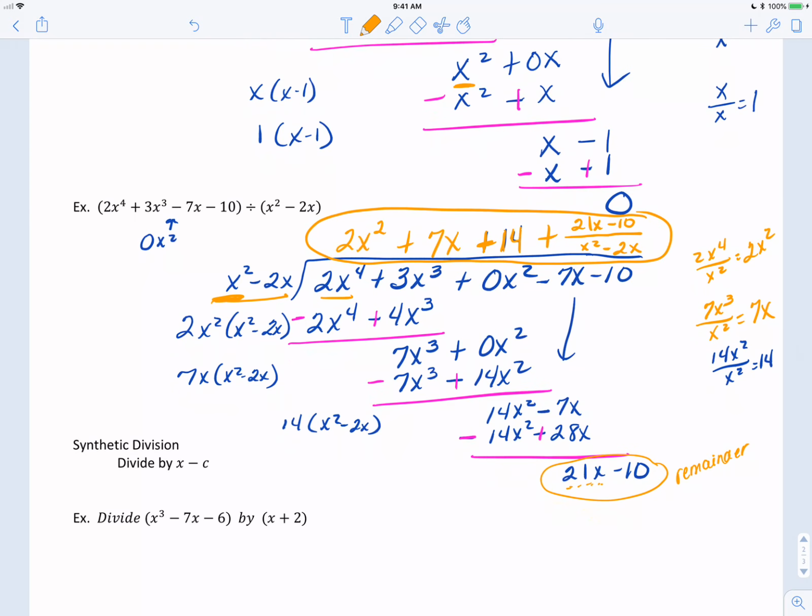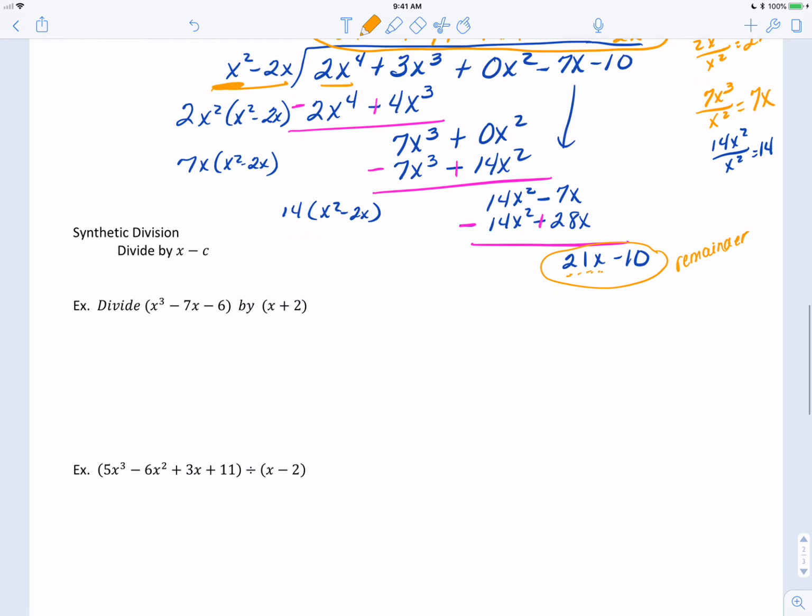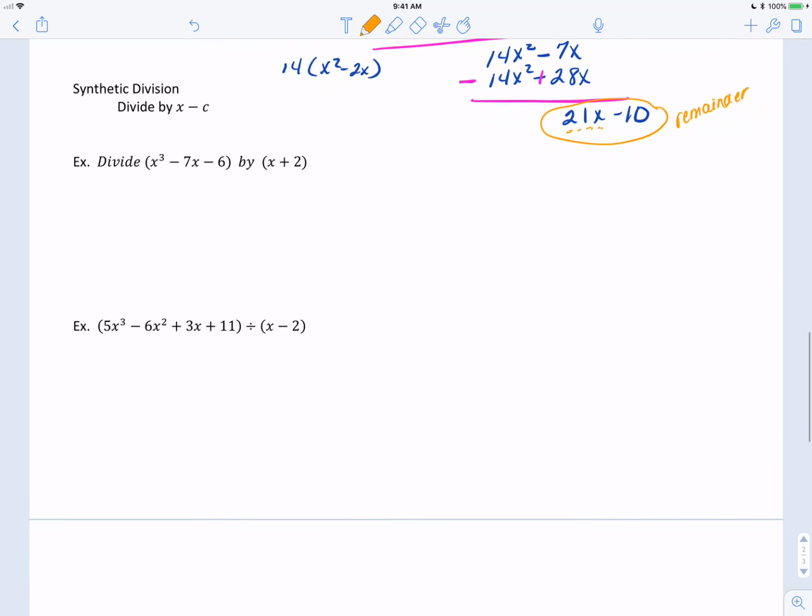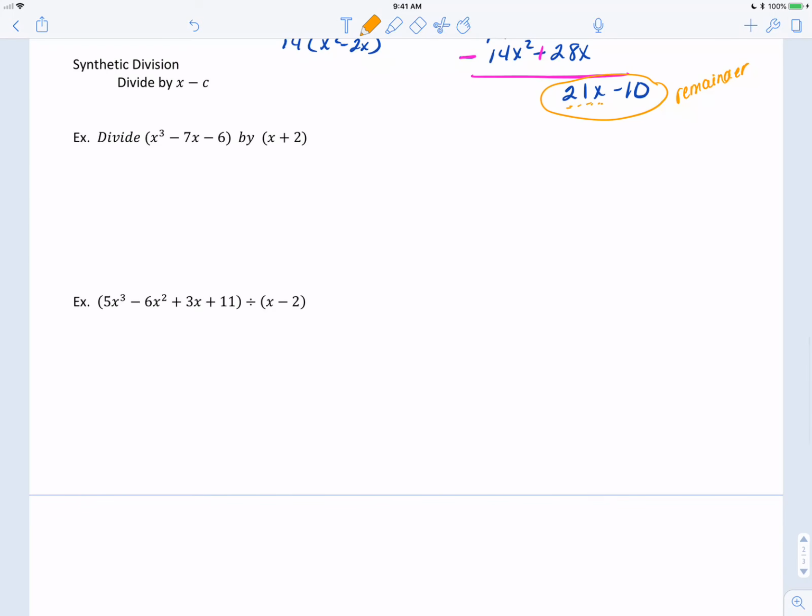There. Okay. So hopefully you got those right. Hopefully you're getting the hang of that long division. Now there is a different way that we can also divide, and that is called synthetic division. And synthetic division is a little bit shorter than our long division.